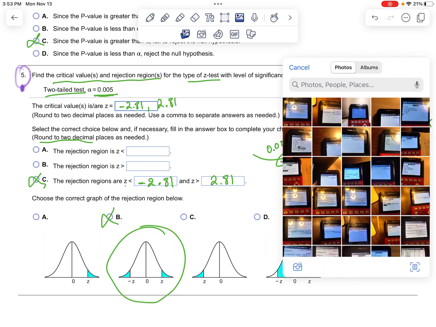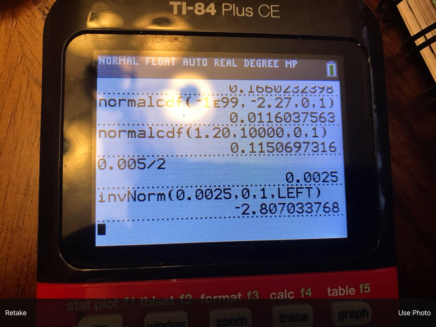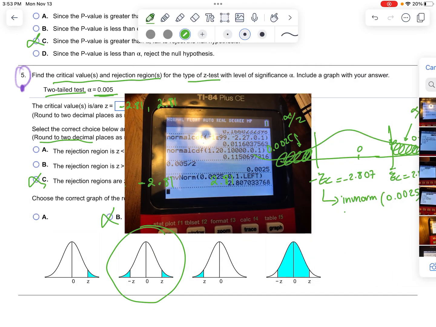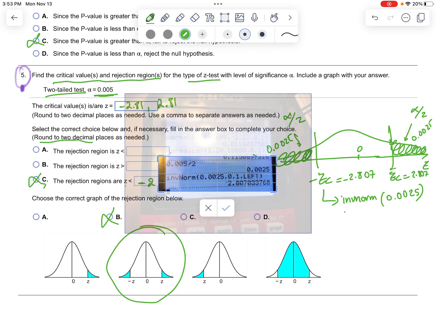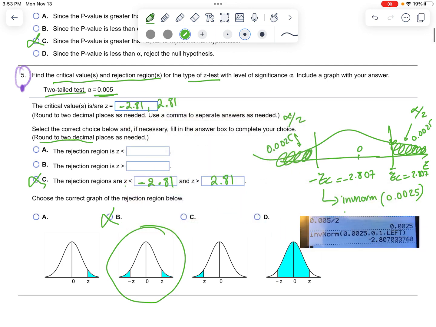Right, let me take a picture of that. Remember, if it's a two-tail test, you have to split the alpha in half. That's it.